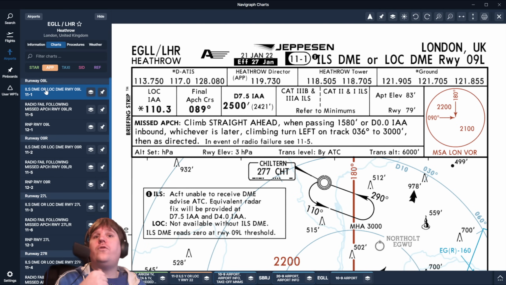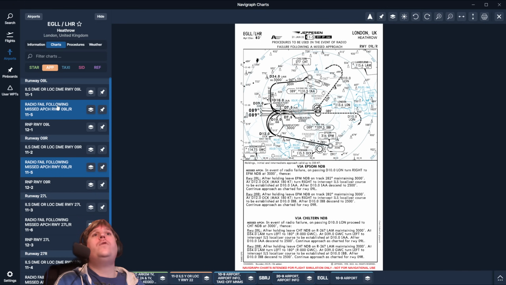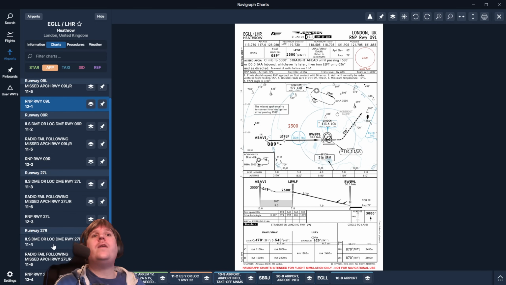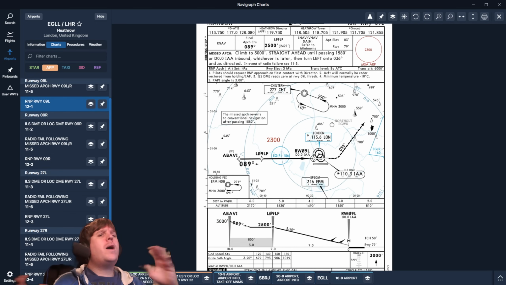There's the instructions for 9 left. There's the what to do if you've got radio failures for 9 left. And there's the RNP approach for 9 left. That is it. And then you've got the same again for runway 9 right, 27 left, 27 right. So there is no X, Y, or Z in terms of ILS whatsoever for Heathrow, and you will see that for many airports. Some airports make use of them, others do not.